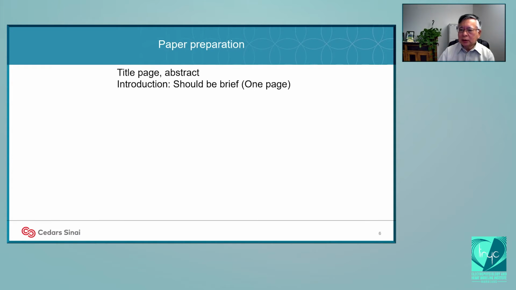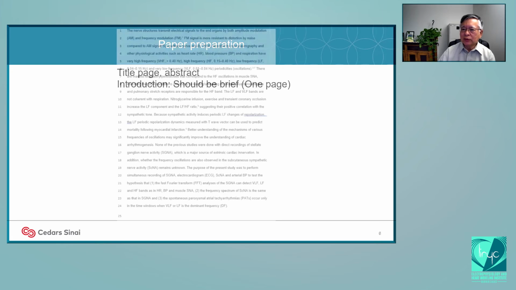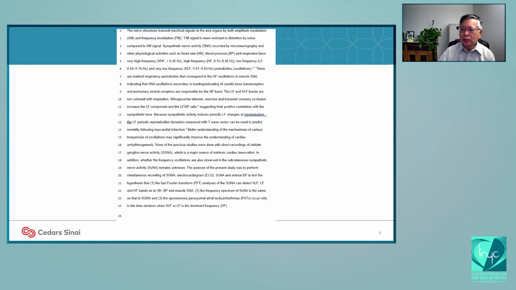This tip was given to me by my mentor when I was writing my first few papers, and I want you to make sure you remember that the introduction should be brief. If it's double spaced, I keep it within the first page. So the nerve structure, whatever, and at the end you would say the purpose of the present study.